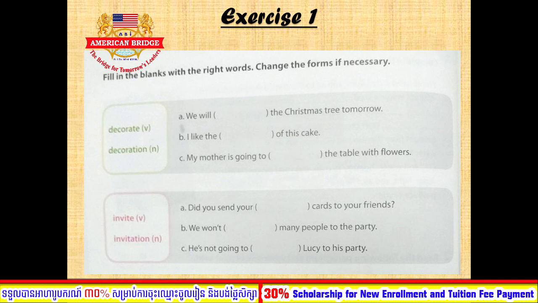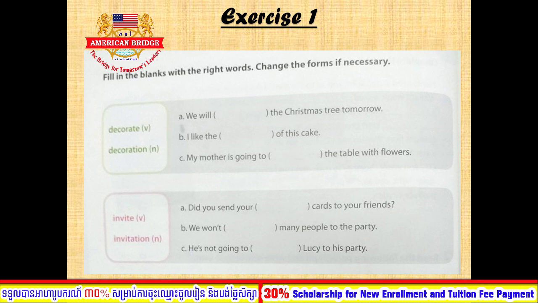Okay, so we have decorate verb and decoration noun. Now what you need to do in this exercise, you will need to read it very carefully and decide what word to put in there. Let's do the first box together. A, we will something the Christmas tree tomorrow. B, I like the of this cake. C, my mother is going the table with flowers. So when you read the sentence, you need to distinguish which word you should put into the brackets. Okay, so let's do it together.